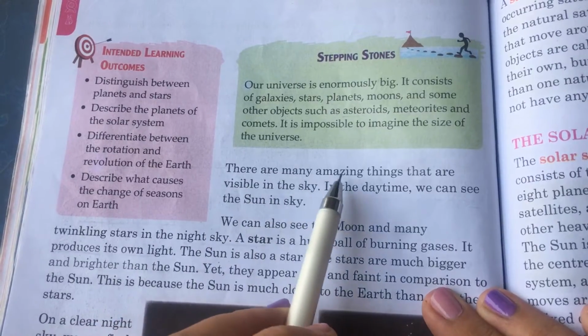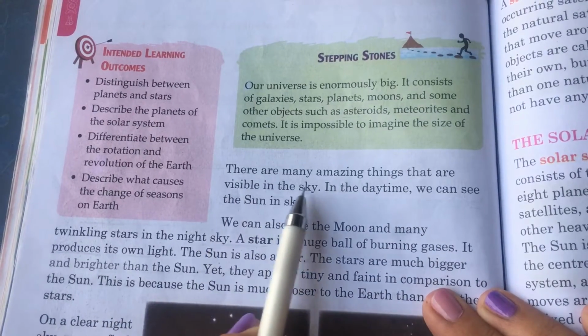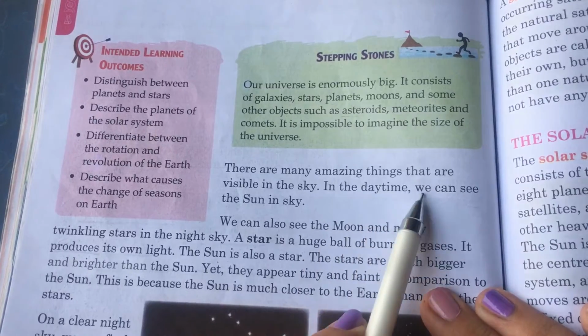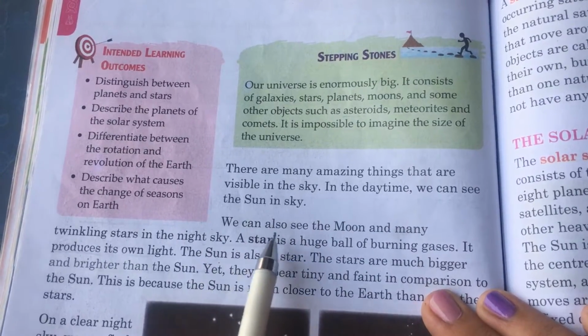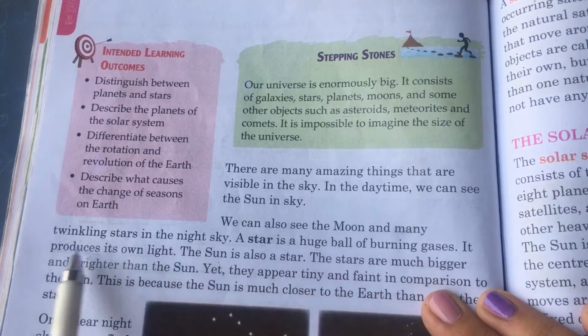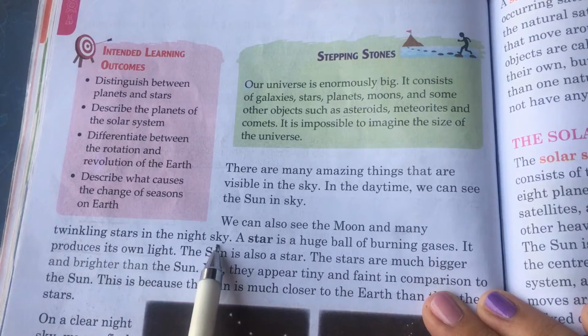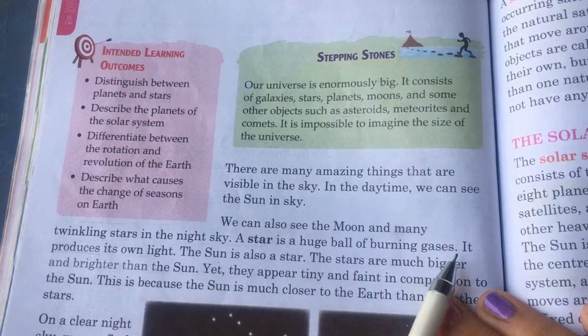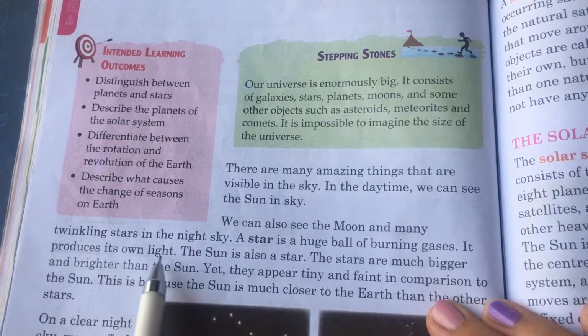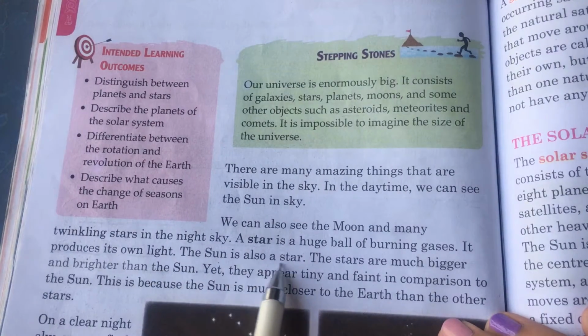There are many amazing things that are visible in the sky. In the daytime, we can see the sun in the sky. We can also see the moon and many twinkling stars in the night sky. A star is a huge ball of burning gases. It produces its own light. The sun is also a star.